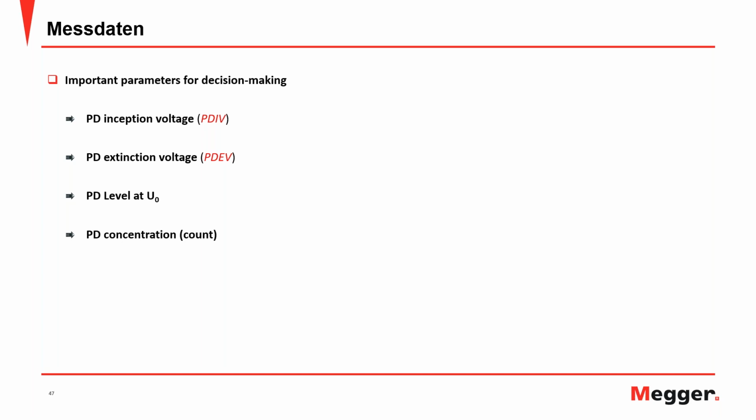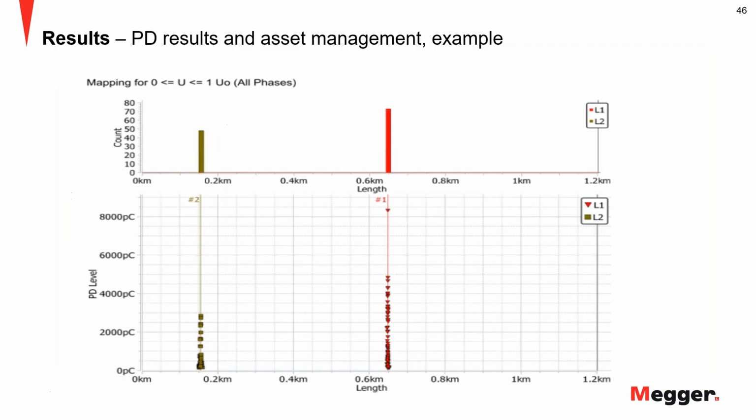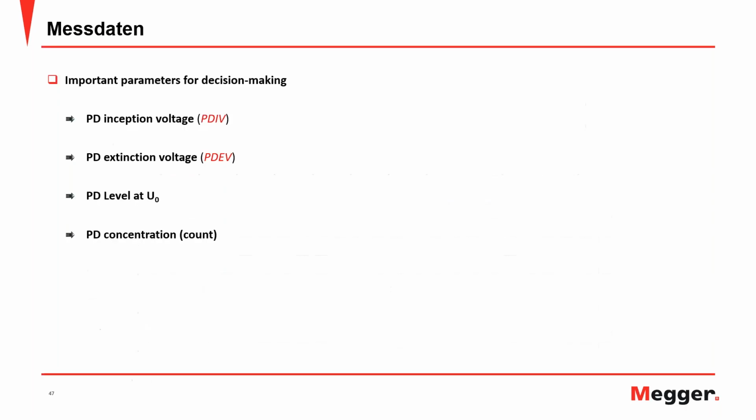If you have both inception and extinction above operating voltage, it is kind of like the situation, further study advised, keep an eye on it, but don't panic. You want to record the PD level at operating voltage, very important, and you want to look at the count, at the concentration. It's a big difference if you have only a few pulses being recorded, or if you have, as you saw in the picture before, 70, 80, hundreds, 200s, 500 pulses recorded, because that is a significant concentration.